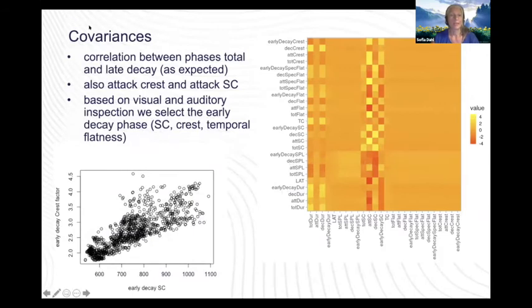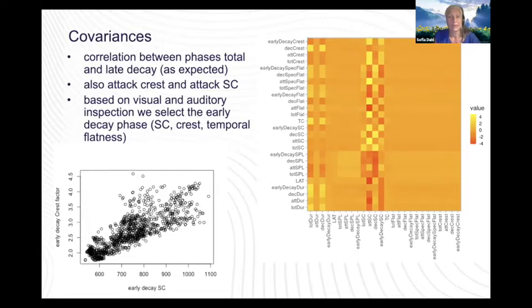So as you would expect, there are different correlations that we can see here in the covariance matrix. There are some correlations that are expected. For instance, the late decay and the total part of the waveform overlap a lot in time, so those effects are fairly correlated. We also have some attack descriptors that correlate a lot, for instance the attack crest and the spectral centroid.